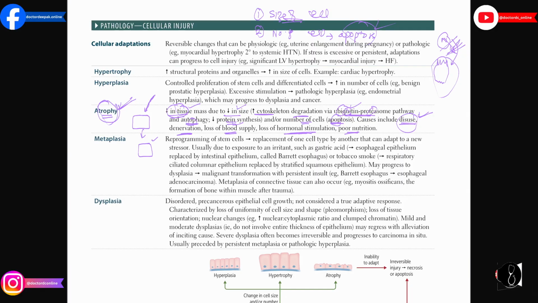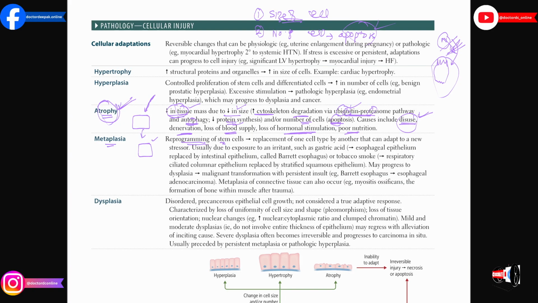Now let's discuss metaplasia. First of all, what is metaplasia? Basically, it is a reprogramming of stem cells. What is the meaning of reprogramming? Basically, you are going to replace one cell type with another. And why is this going to happen? It is mainly because of stress.